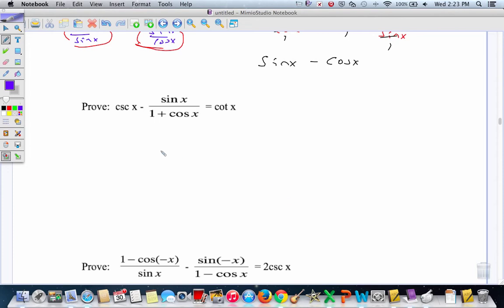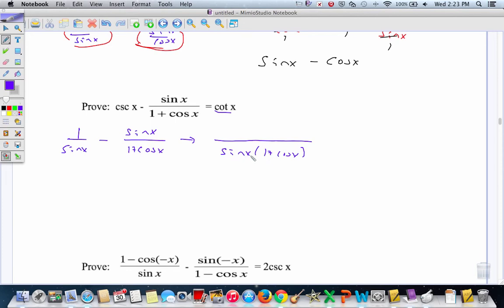We have cosecant minus sine over 1 plus cosine is going to equal cotangent. I would begin by changing everything in terms of sines and cosines. So my cosecant is 1 over sine. And I'll leave my other fraction as it is because it's already in terms of sines and cosines. 2 separate fractions. I want to get to a single term, so I want to go ahead and find a common denominator, which is sine times 1 plus cosine.